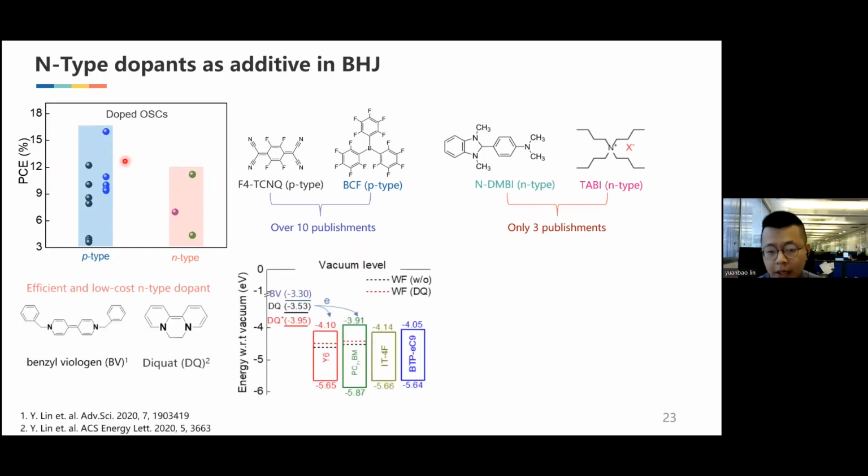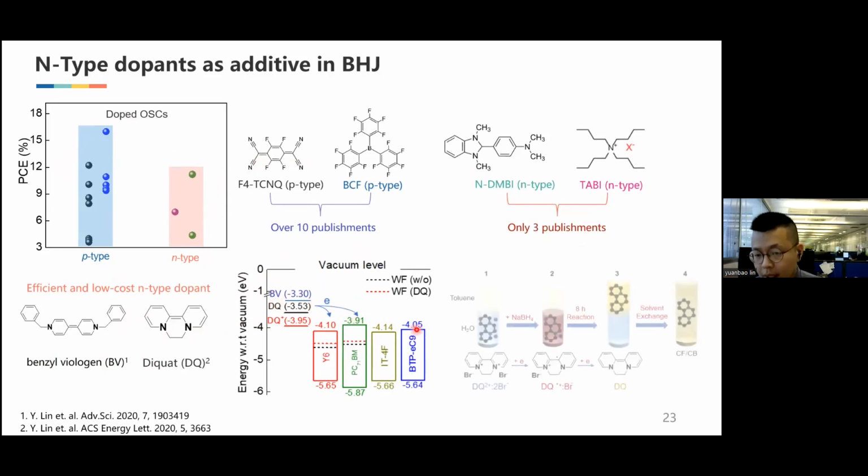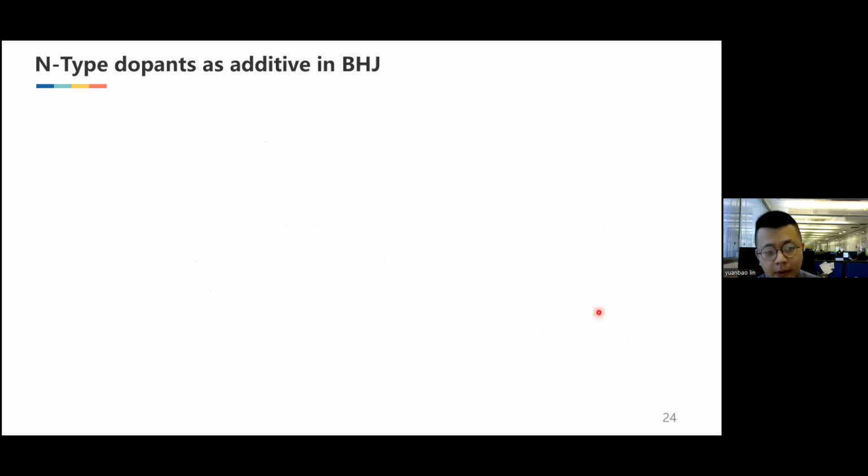This is because the energy level of the n-type dopant is very high, so it is very easy to oxidize if we expose it to air. So we tried to synthesize some other efficient and low-cost n-type dopants. From the energy level angle, these two dopants can transfer electrons to the acceptors. The synthesis process is also very easy compared to material synthesis. It only takes one day to synthesize this material.